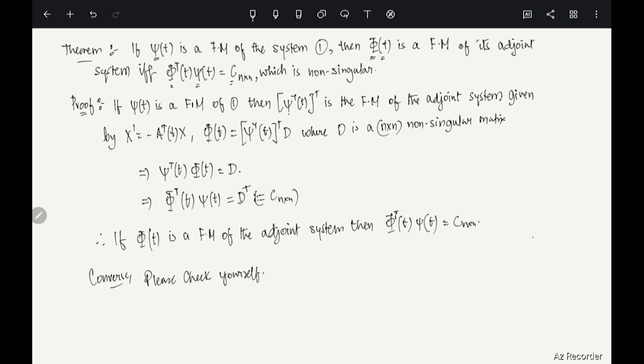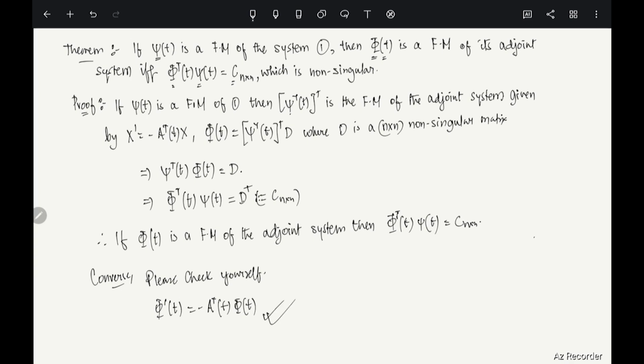Okay, what do you need to check? You need to check phi of t is a fundamental matrix of the adjoint system. So basically, what you have to show is that phi prime of t is nothing but minus A transpose of t times phi of t. I hope you can easily check this part. Just put this value here and then you can see it. Use the fact that psi of t is a fundamental matrix of the original system and you are done. So I am leaving this up to you. I hope you can do that.